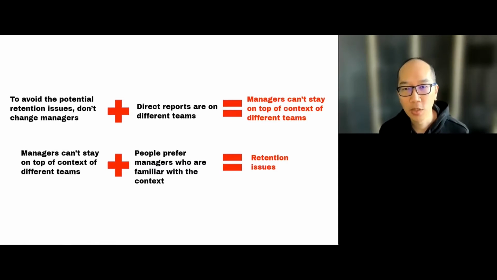To avoid the potential retention issues, we just won't change the managers. We'll change the org structure, but we won't change the reporting lines. But this means that a manager's direct reports can end up on different teams, and then the managers can't stay on top of the context of the different teams. So if you combine this with people preferring managers who are familiar with their contexts, you end up back with retention issues. So there's really no way out.